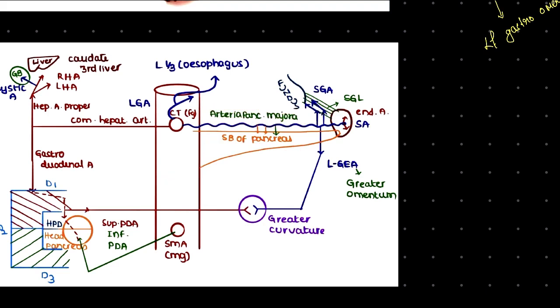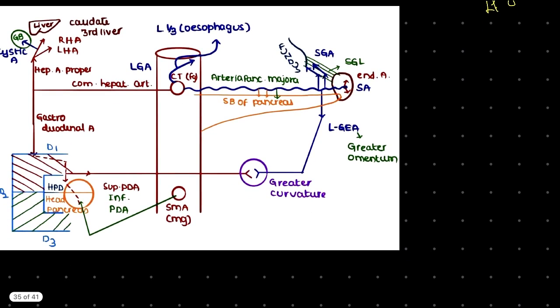We already discussed the short gastric arteries. They are on the greater curvature of the stomach, and they are found in the splenogastric ligament. Now what about the long gastric artery, or left gastroepiploic artery? It is carried by the greater omentum.